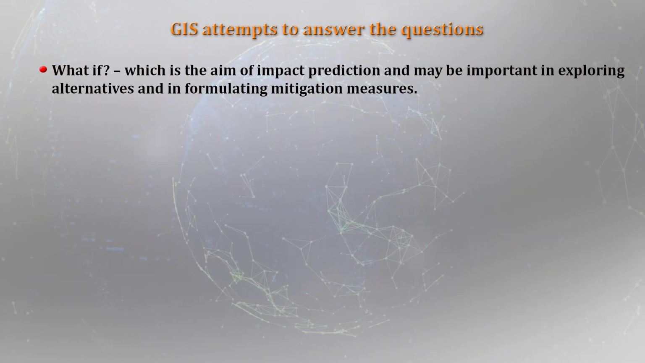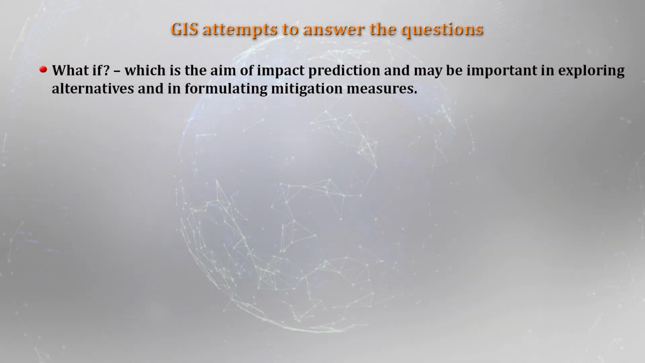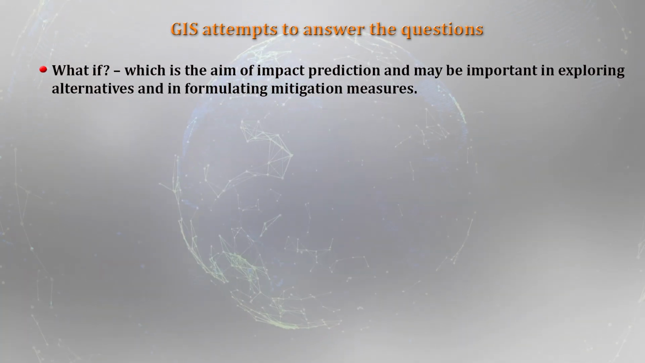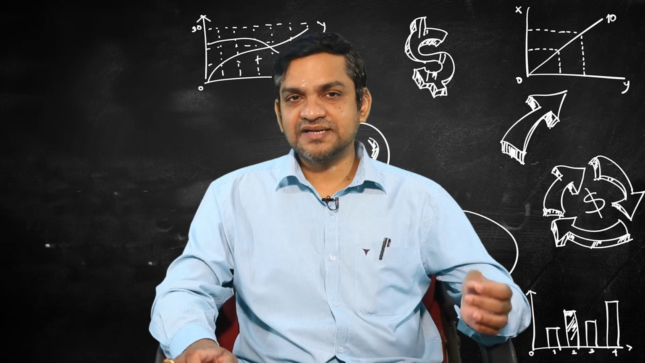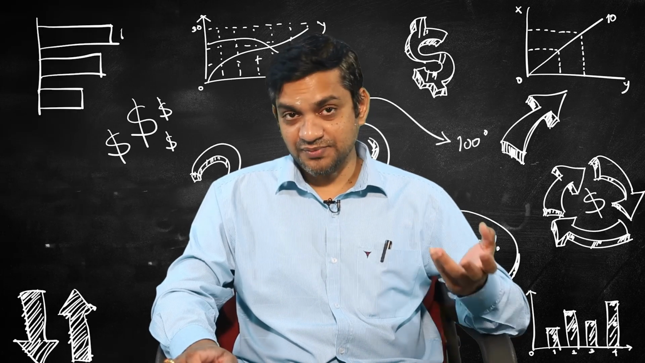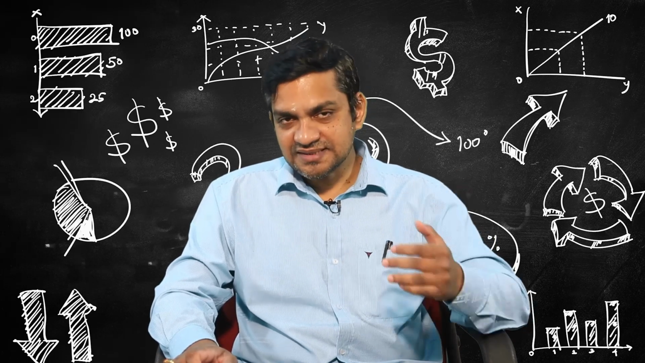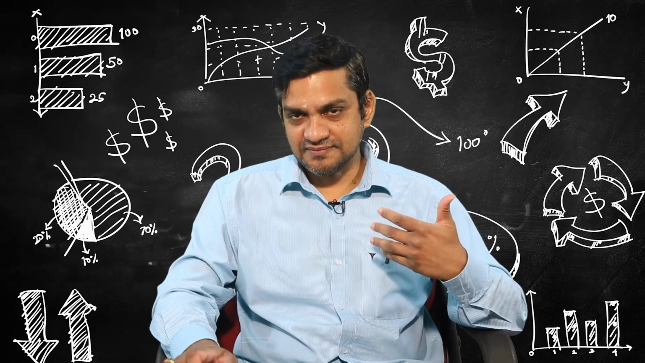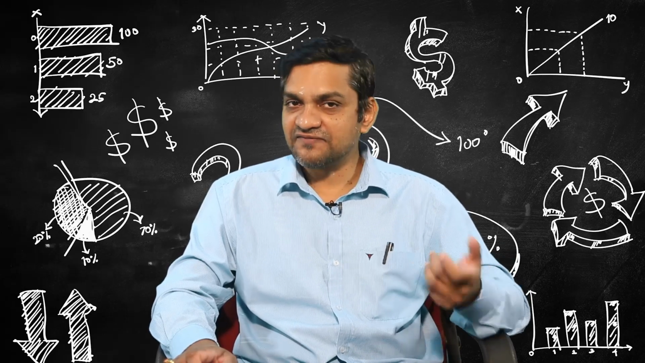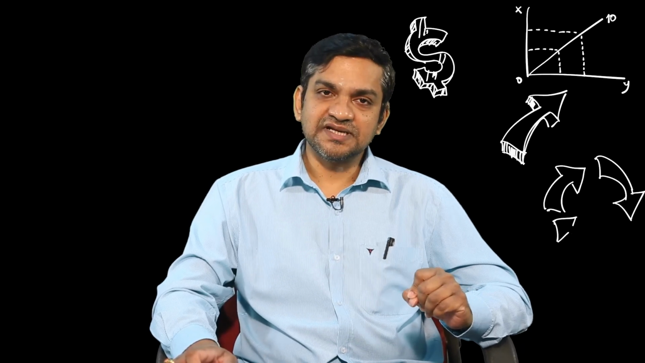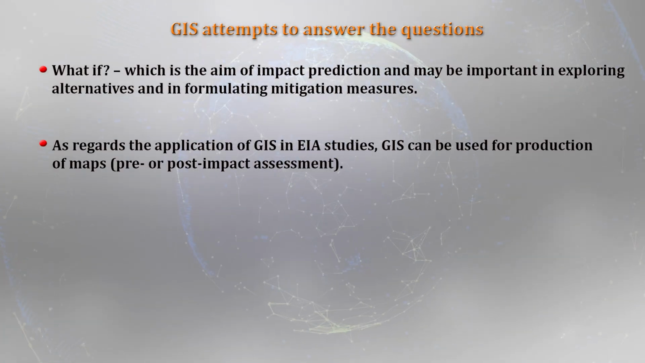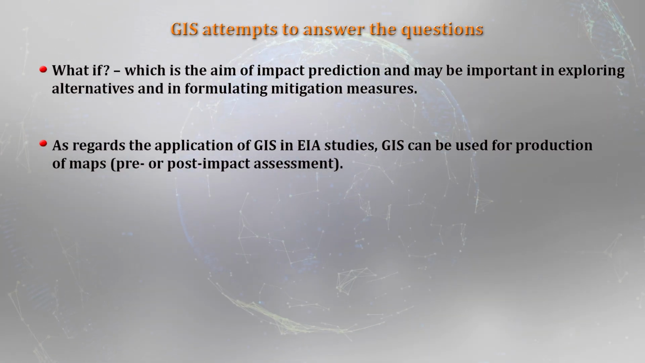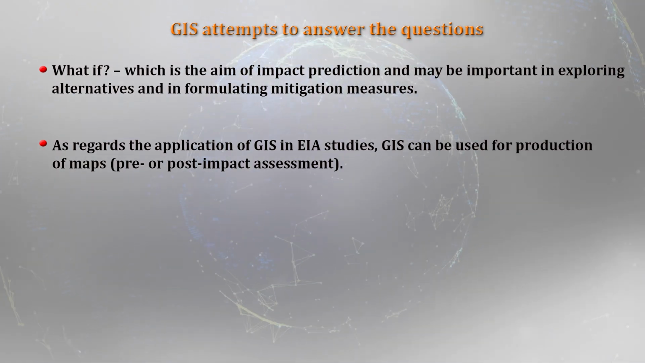What if you go for the project, what will happen? If you go for this particular alternative, what will happen? And what will be the best alternative that has to be adopted to minimize the impact. Definitely you can get answers from this question what if, and this is very much part of the geographical information system.